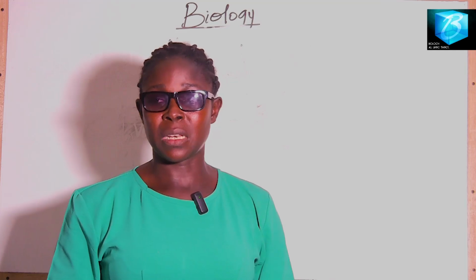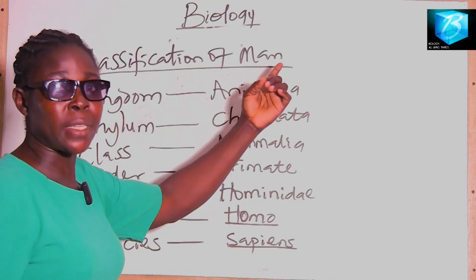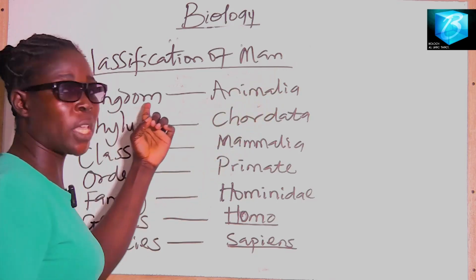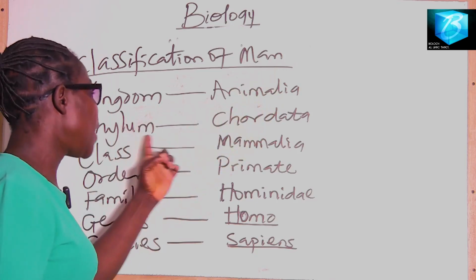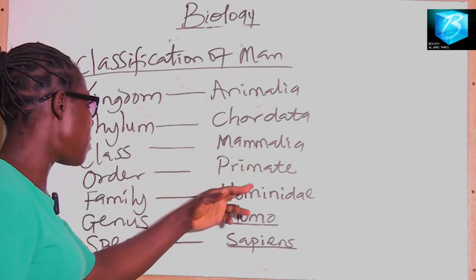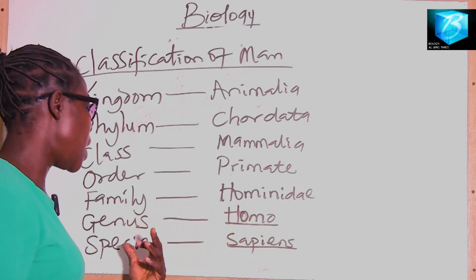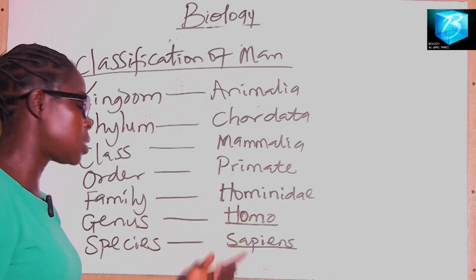Let's classify man as an example of what we are saying. This is a classification of man. Man belongs to kingdom Animalia, phylum Chordata, class Mammalia, order Primates, family Hominidae, genus Homo, and species sapiens.